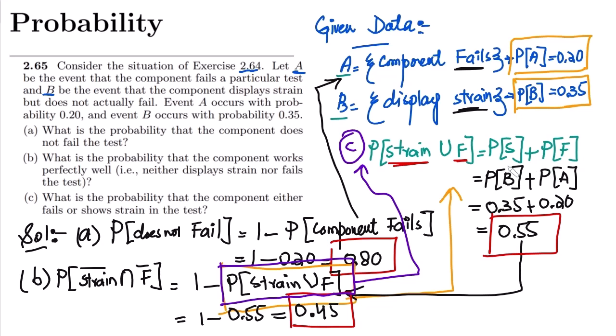Okay, so if any one of them or both of them can occur, it is represented by this union. Or if I don't want to find any one of them, what do I have to do? I have to find the intersection of the complements of both events. So that's it for today, in which I have solved three parts of the question 2.65.